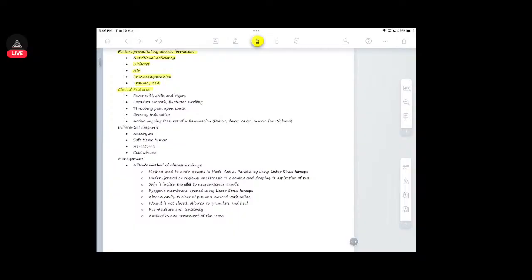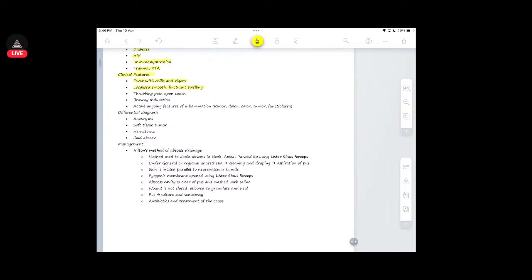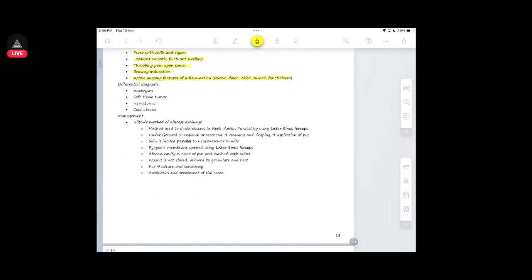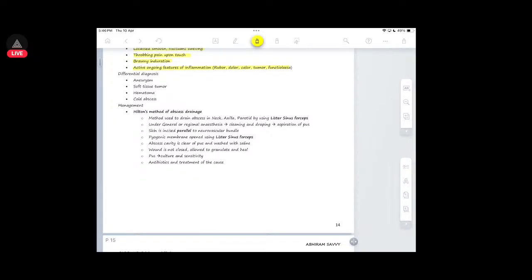Okay. So clinical features: you have fever with chills and rigors, localized, smooth, fluctuating swelling, throbbing pain upon touch, brawny induration, active ongoing features of inflammation: dolor, calor, rubor, tumor, and loss of function. And differential diagnosis can be aneurysm, soft tissue tumor, hematoma, and cold abscess.